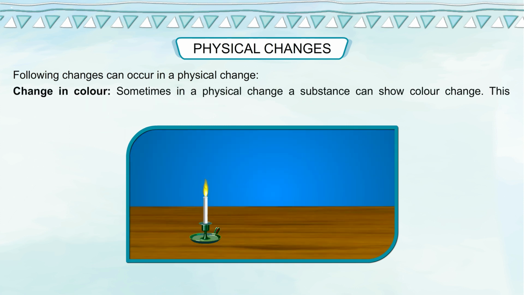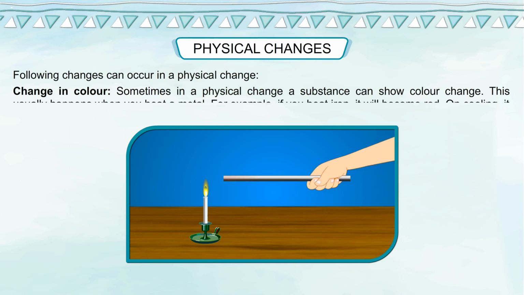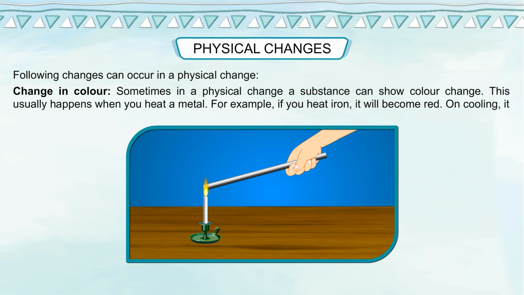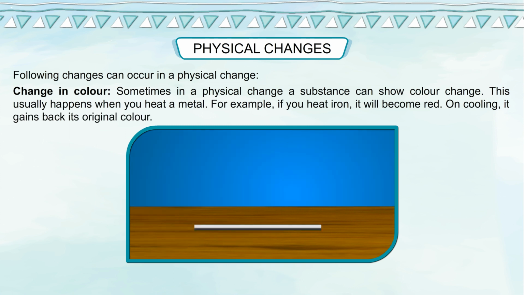Change in color. Sometimes in a physical change, a substance can show color change. This usually happens when you heat a metal. For example, if you heat iron, it will become red. On cooling, it gains back its original color.